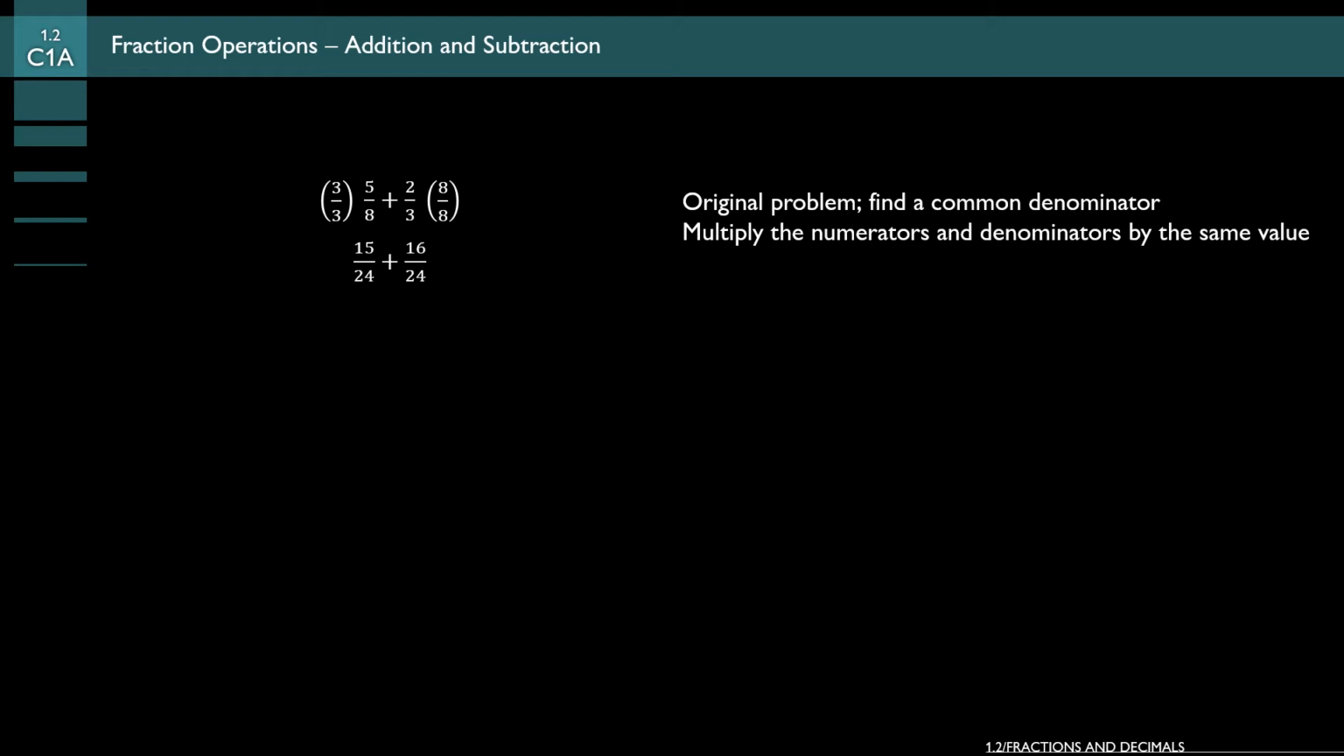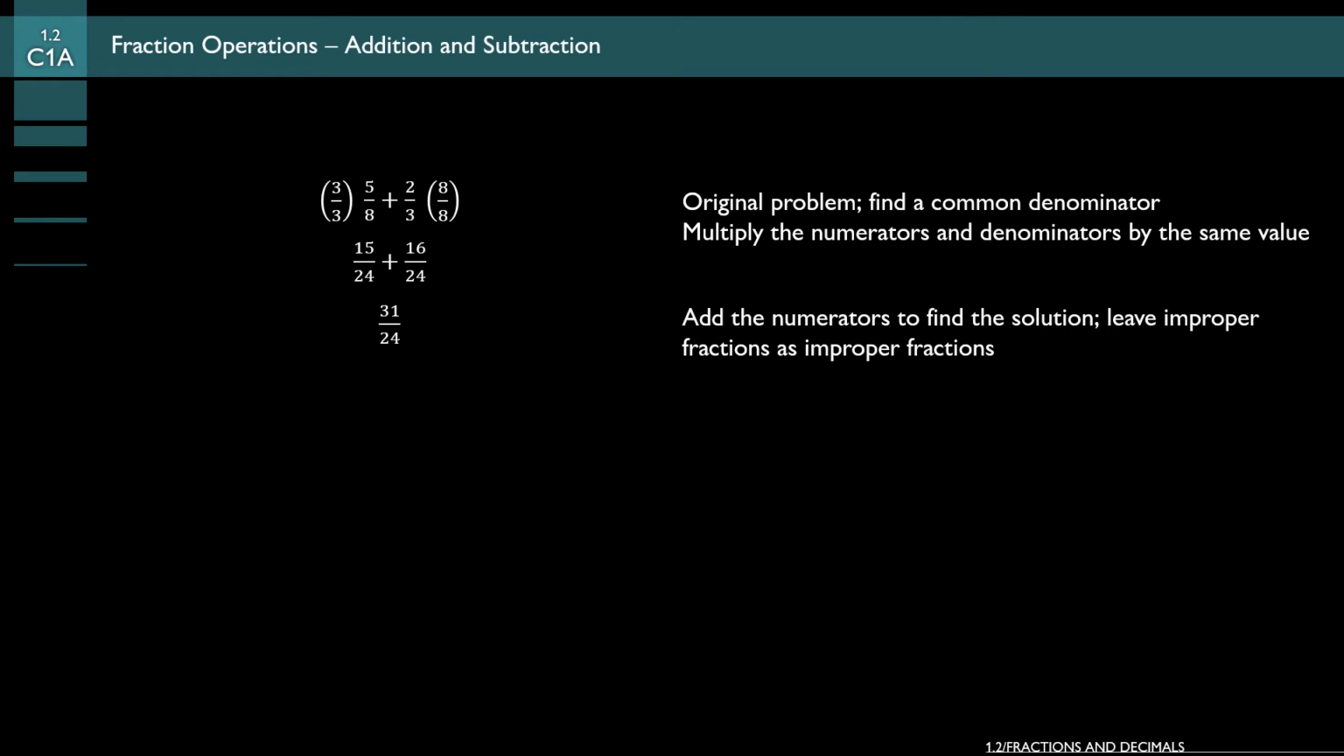At this point, we're done with the denominators. We don't have to do anything else with them. We're just going to add the numerators. So adding 15 and 16 gives us 31, and keeping the denominator, it's 31 over 24.